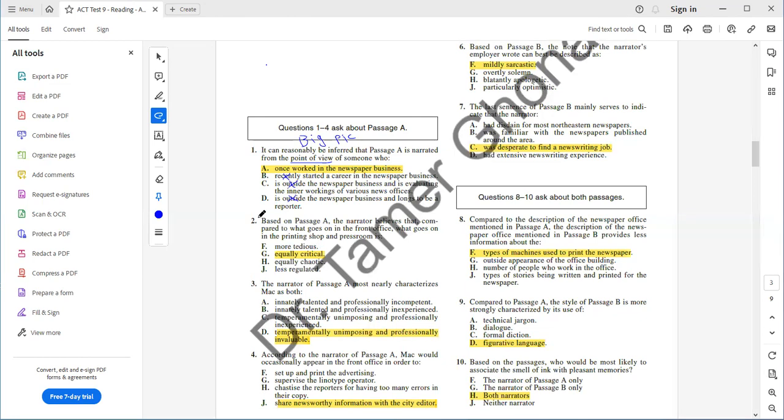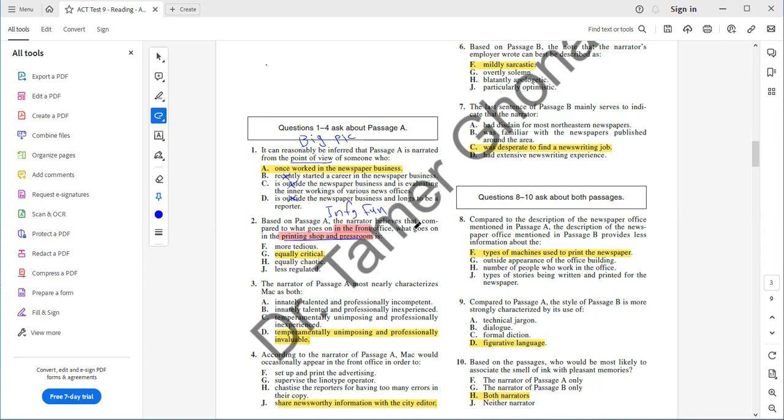Yes. Read number two. Based on passage A, the narrator believes that compared to what goes on in the front office, what goes on in the printing shop and press room is? Okay, just wait. I think we read this part about the printing shop and press room when we were reading the big picture in the first paragraph. So this is an inference and function question that I have to leave till the end. But because we read something related to the printing shop and press room, we need to know.